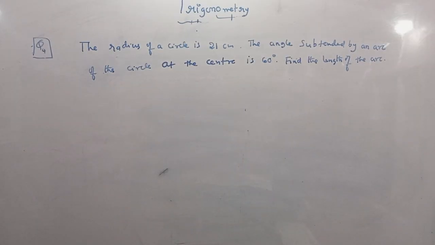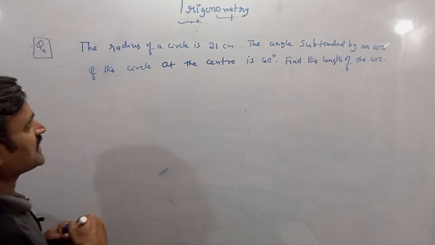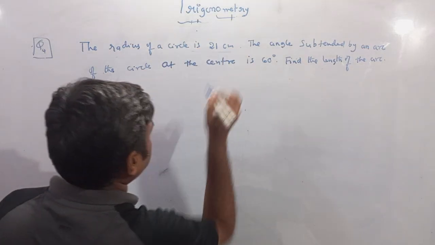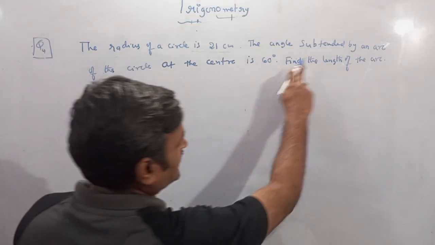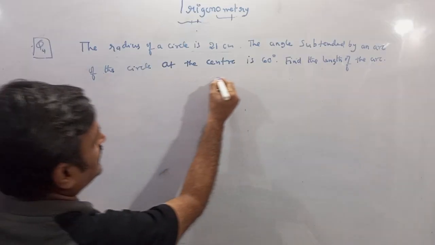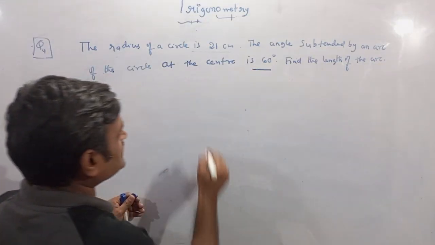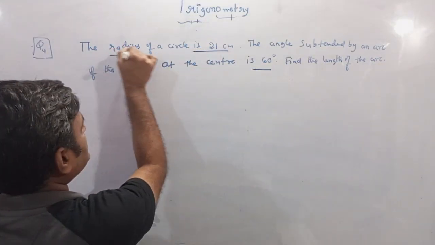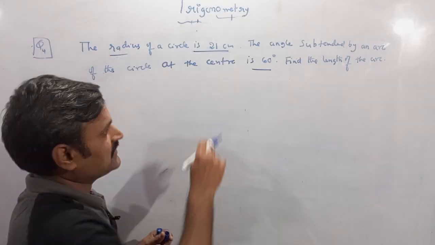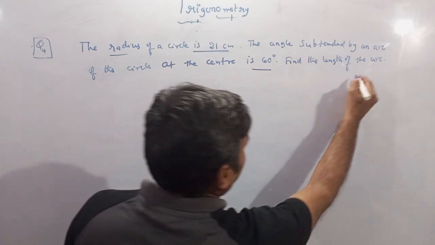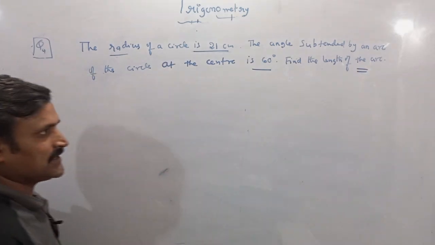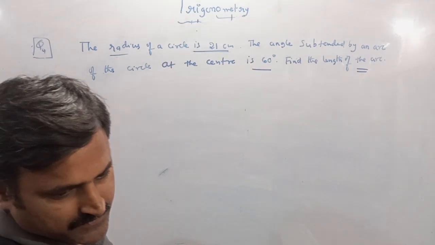See, dear student, the next question: the radius of a circle is given as 21 centimeters. The angle subtended by an arc of the circle at the center is 60 degrees. So the radius is 21 centimeters and the angle is 60 degrees. Find the length of the arc.